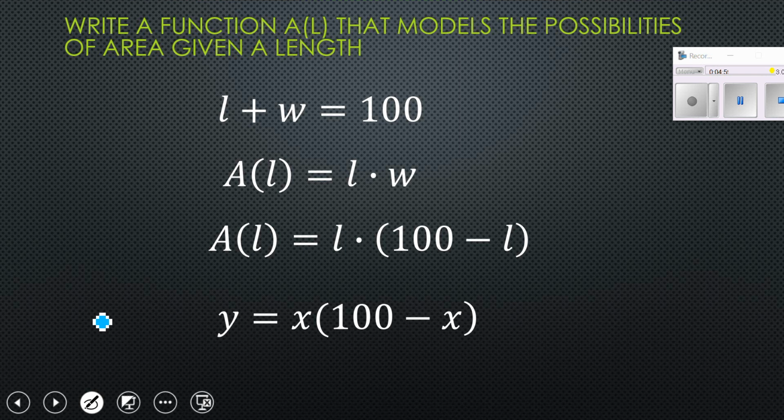A of L equals L times (100 minus L). Now make sure you're using parentheses here. That's very important because that L will get distributed if you were to write it in standard form. Okay, great.